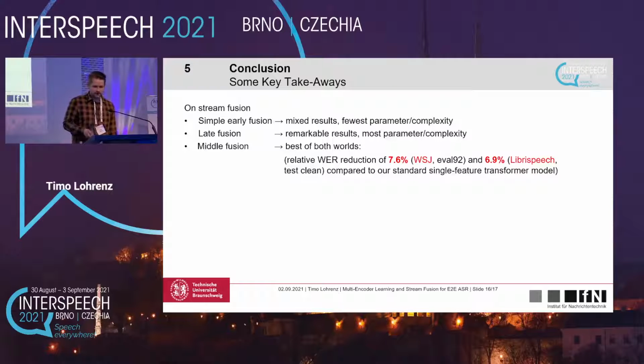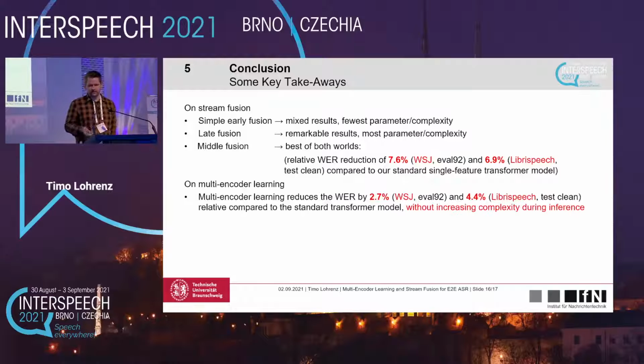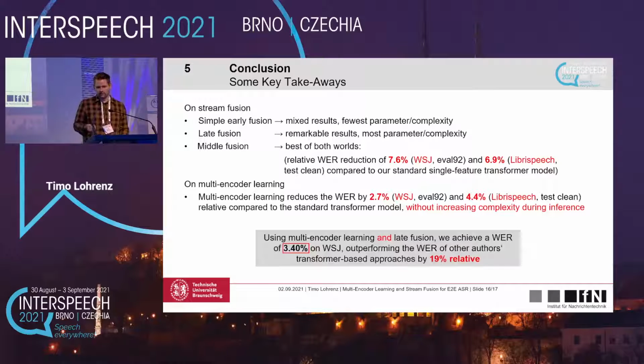So to sum it up, on stream fusion, we explored the different levels, and it turned out early fusion is not that good, late fusion is very good but has a high complexity, and the middle fusion yields the best of both worlds in some terms. Then we explored multi-encoder learning, which gives you better performance at no additional cost during inference. And combining both, we were able to achieve quite a good word error rate on Wall Street Journal for transformer-based approaches.